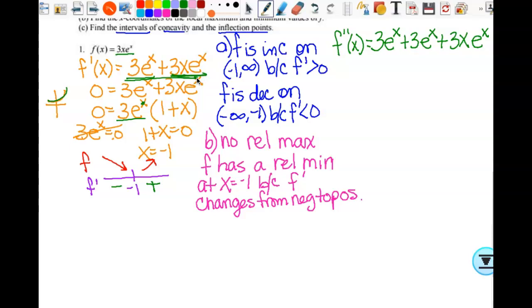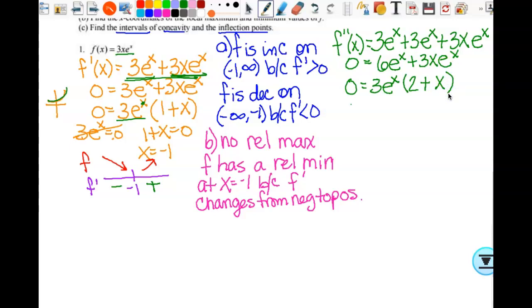Now, can I simplify that a little bit? Yes, so this equals 6e to the x plus 3x e to the x. And then I'm going to set that equal to 0, right? So the first thing I ask myself, so I don't do weird things, is, can I factor? Yes, I have a GCF. What is my GCF? 3e to the x. That leaves me with 2 plus x. Everybody good with that?